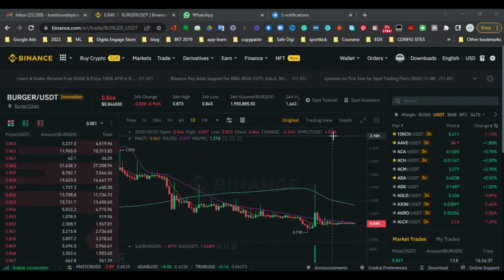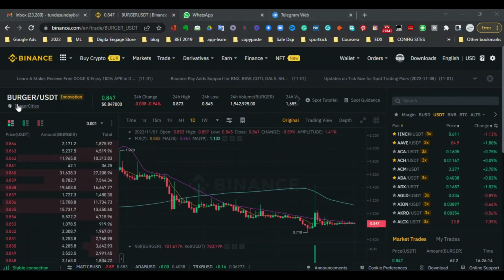The current market price, like you can see for Burger USDT, this is the spot price. The spot price is 0.847. This is the price. If you are going to place a spot trade now, if you are going to buy Burger with USDT, it is going to be at this spot price 0.847. If you are going to sell Burger to USDT, it is this 0.8 price that you are going to do it. So this is the spot price of Burger USDT. The spot price is the current market price.